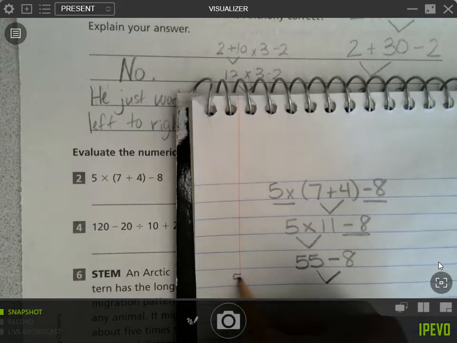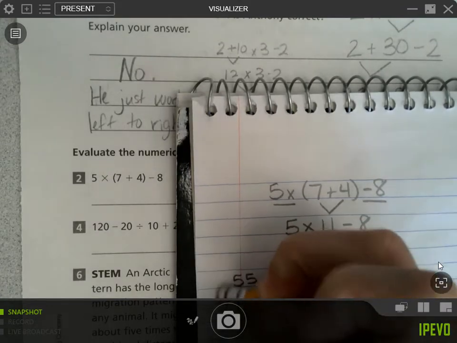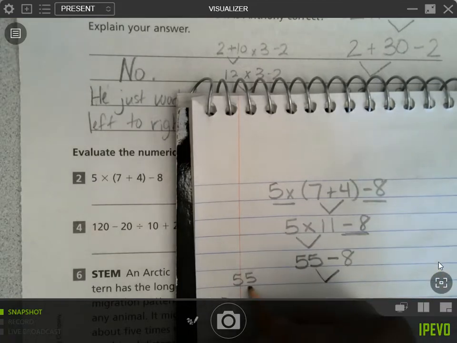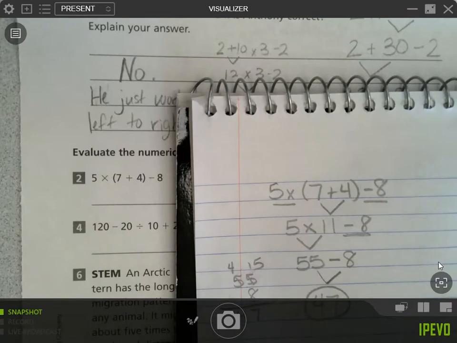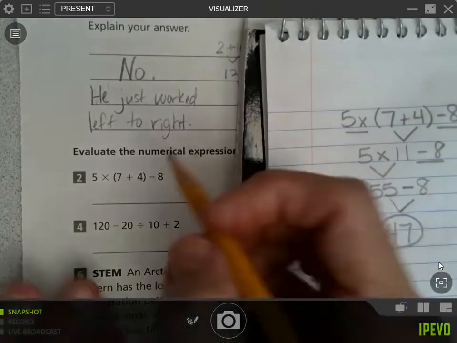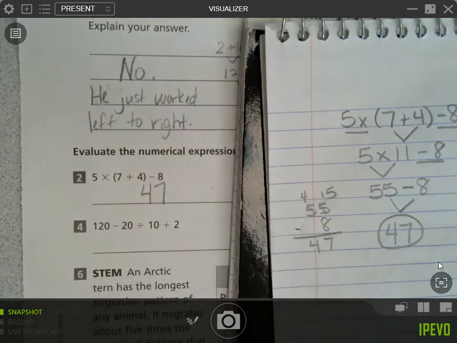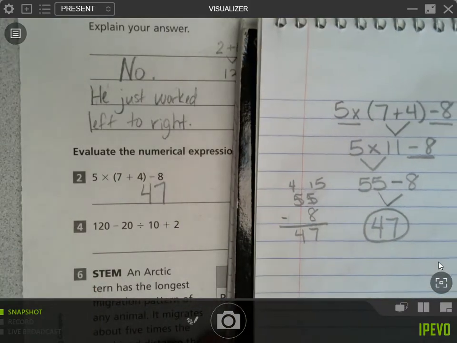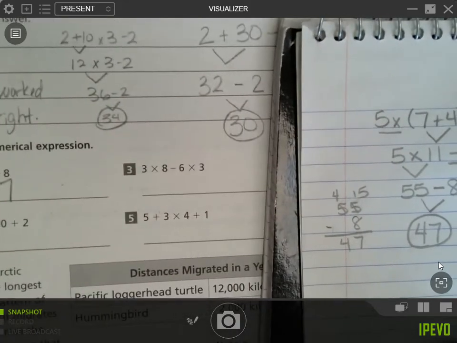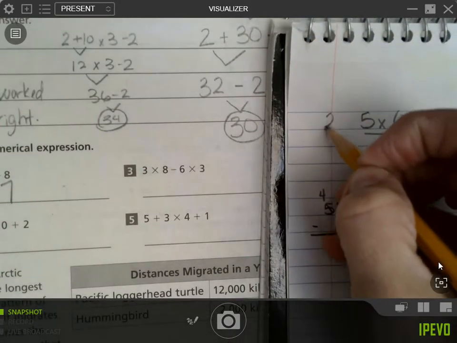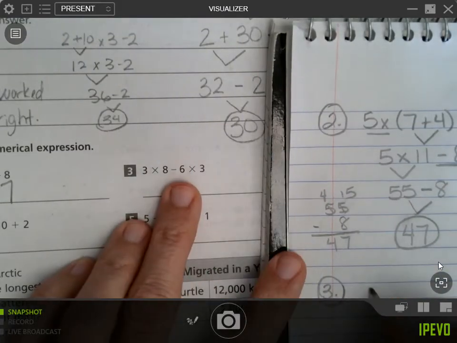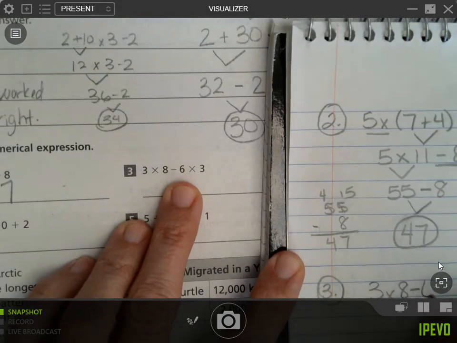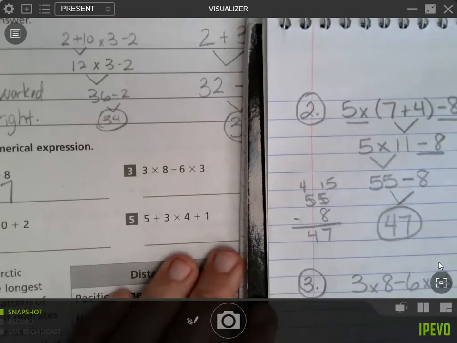55 minus 8. Do we need to rewrite it off to the side? Goodness, my eraser. If I do that subtraction off to the side, I get a final gold medal answer of 47. There it is. So then in your booklet, you can just put that answer if you were working on a separate piece of paper like I was. Next, problem number 3. I'm going to work neatly. This was problem number 2. Problem number 3. We have 3 times 8 minus 6 times 3.